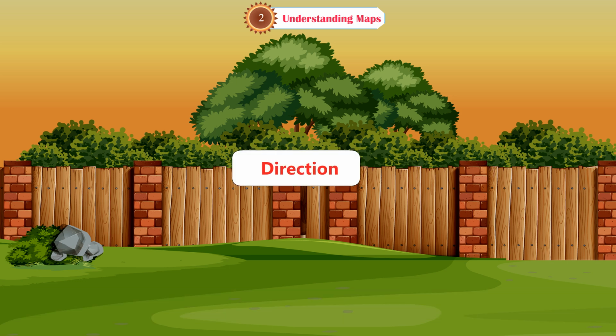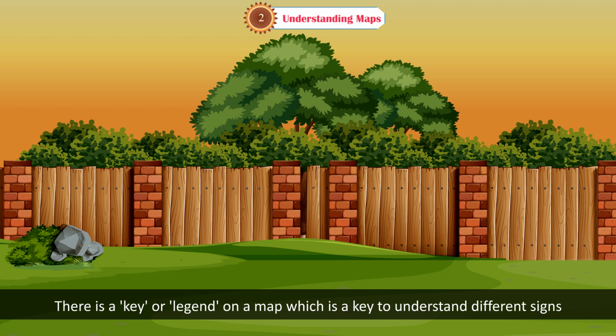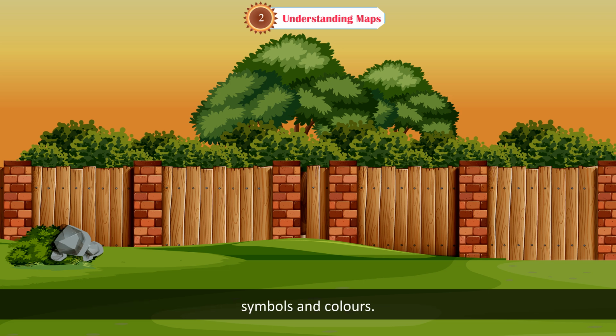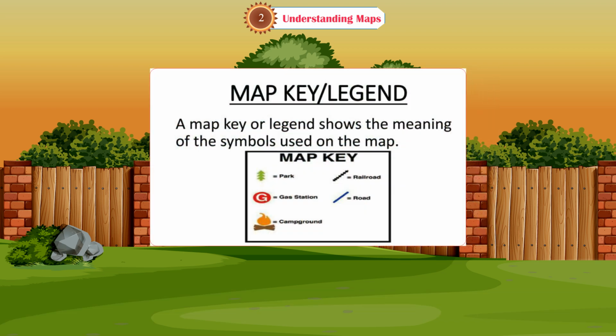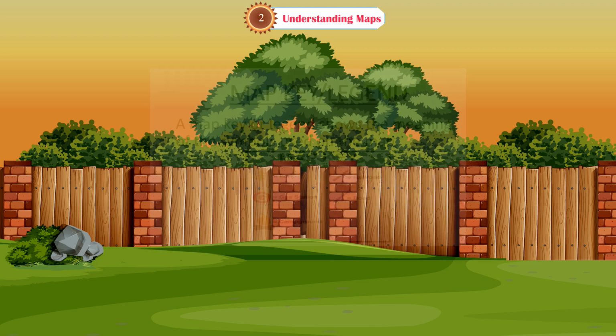Key or legend. There is a key or legend on a map which is a key to understand different signs, symbols, and colors. These are shown in a table. Signs, symbols, or colors are given on the left side of the table and their meaning is on the right of them. Map key or legend. A map key or legend shows the meaning of the symbols used on the map.